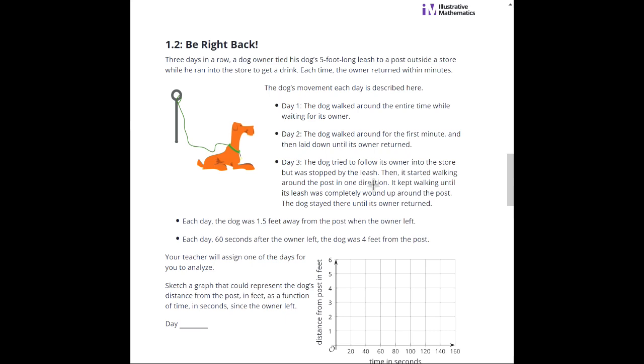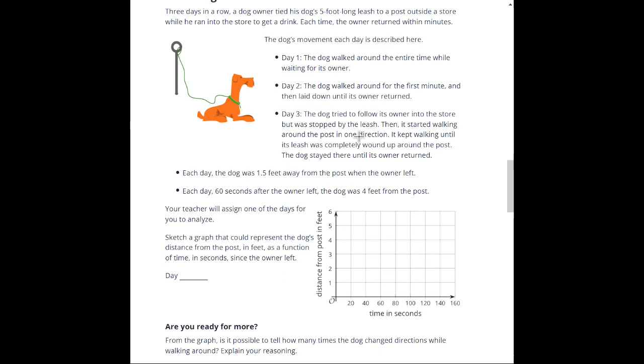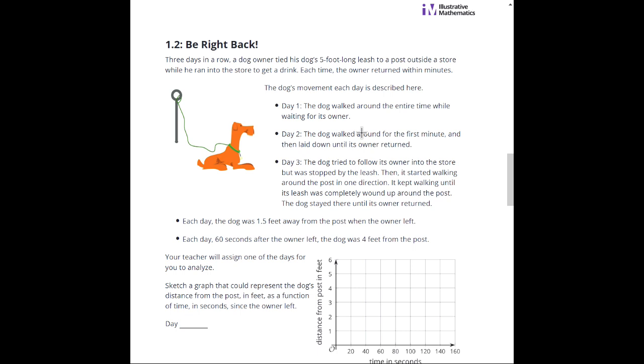All right, so let's look at the next one. Three days in a row, a dog owner tied his dog's 5-foot-long leash to a post outside a store while he ran into the store to get a drink. Each time the owner returned within minutes. Okay, so we've got 3 days in a row, and then a 5-foot-long leash.